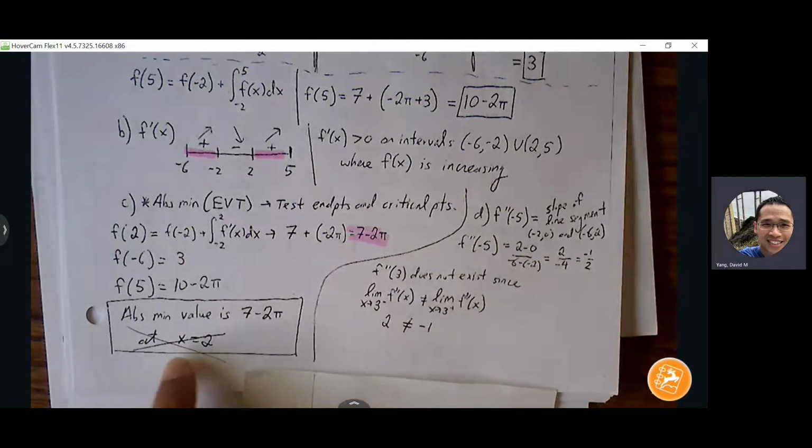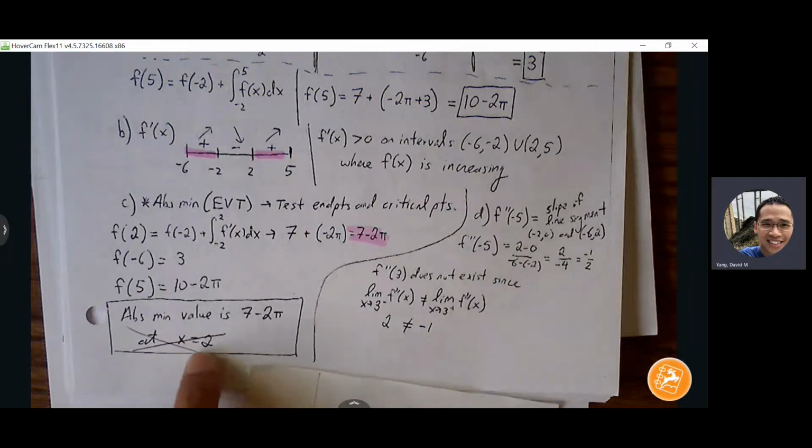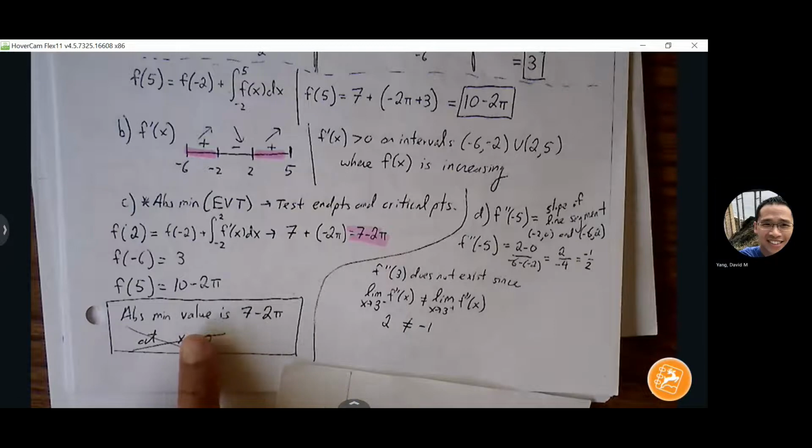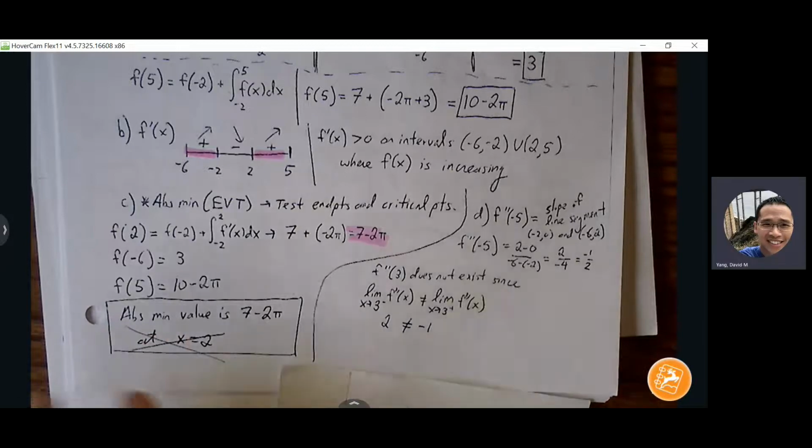I put x equals 2, but I crossed it out because I don't want students to mention the 2 as equal to that 7 minus 2 pi. The more important thing is that 7 minus 2 pi. The 2 is really not important, right? It's only asking for a minimum value. It's not asking for the location of that minimum value. It's only asking for that y value.